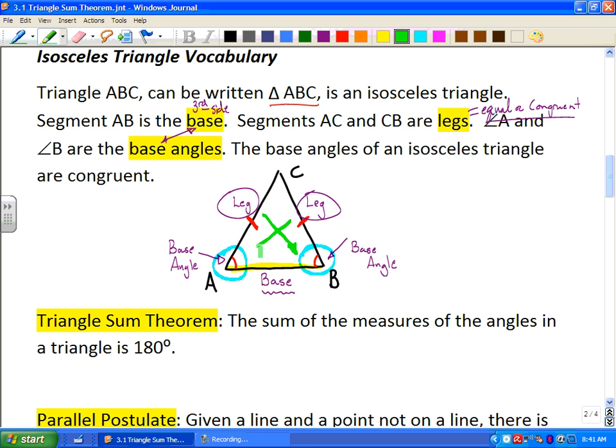They are also opposite the leg. Okay? If you look directly across from the leg, you have a base angle. Each leg, look directly across, you have a base angle.